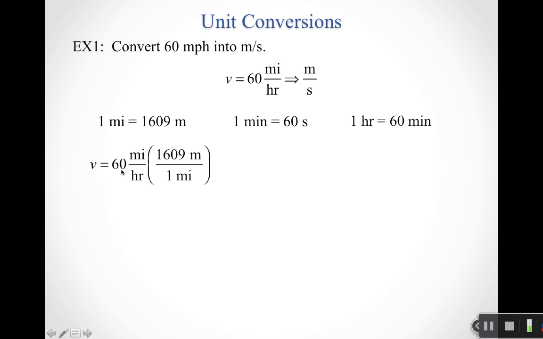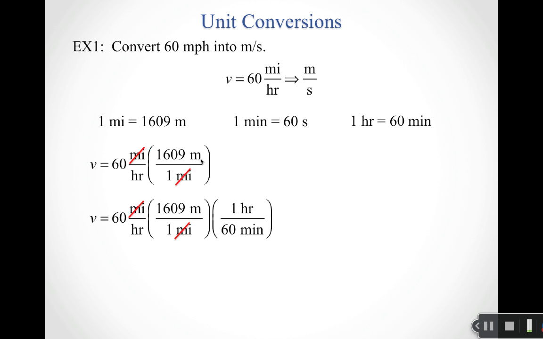Again, I'm going to start with my value, 60 miles per hour. In this case, I've got miles on top, which means I need miles on bottom, so that those two things will cancel. So the 1 mile goes down here. The meters is left to go on top, so I'm just putting the numbers with the units.